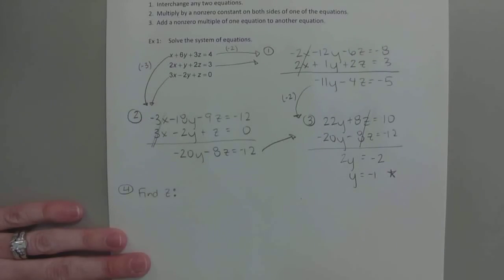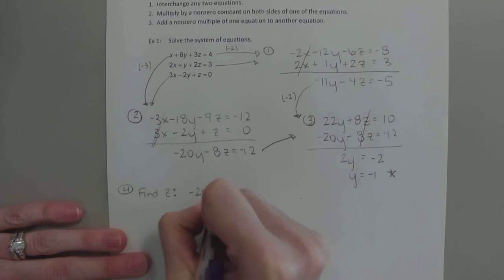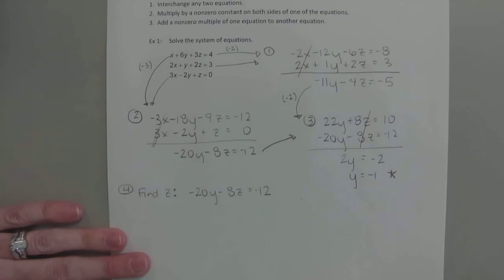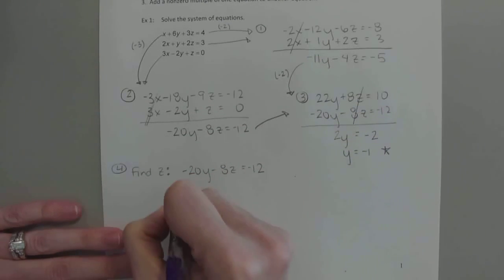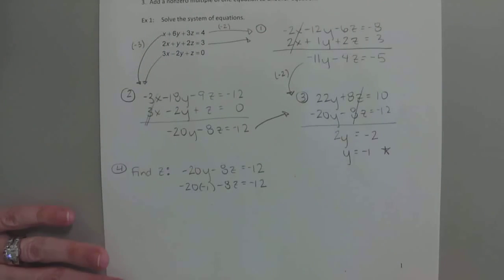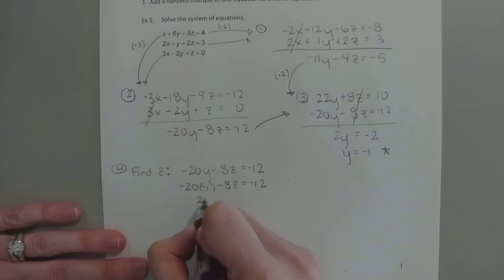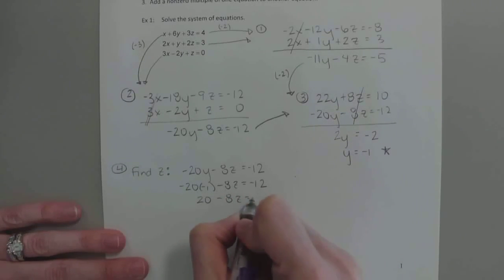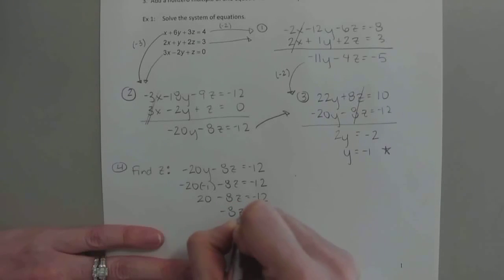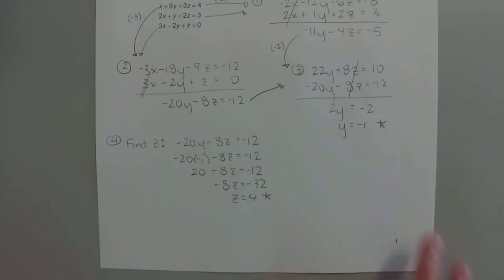So step number 4, we want to find z. Which one do you want to pick? The second one? This guy? Yeah. Okay, so we'll take -20y minus 8z equals -12. And we're going to try to solve for z, but what can we put in for y? -1. So we'll have -20 times -1 minus 8z equals -12. Negative times a negative will give us a positive 20 minus 8z equals -12. Subtract the 20 over, and we'll get -32, I believe. So -8z equals -32, so z will be 4.